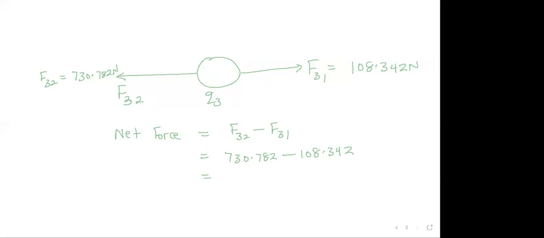Calculate, subtract, and tell us what you have. Six two two, so it is 622.44 newtons. So this is the net force. And what is the direction? In which direction is this force going to be acting? Where is that force pulling towards? Which side? Very good, Bella. Very good, Bobby. Perfect. So I'm going to say 622.44 newtons to the left. So that is my answer.